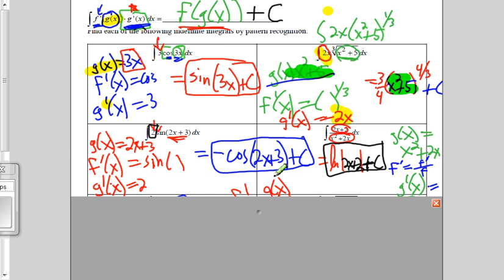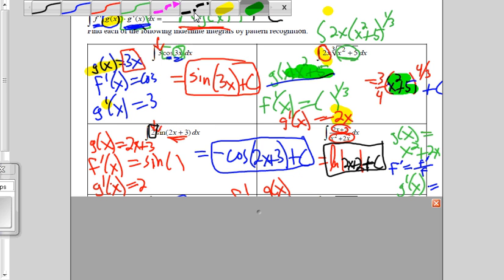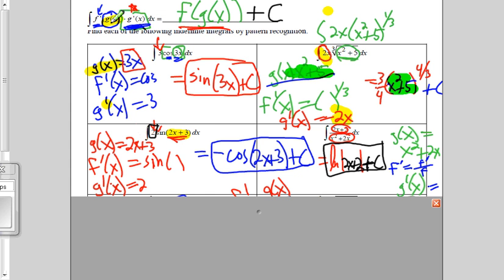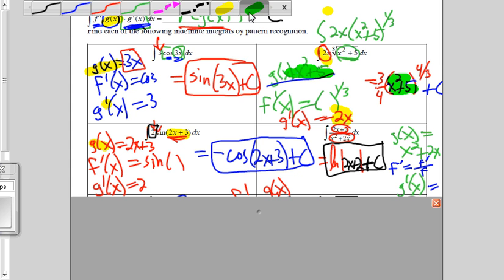Okay, so again, I have 2 sine of 2x plus 3 dx. So there's my inside function. That is right here. That's the g of x. Okay, what's the outside function? Sine of something. Sine of blank. Sine of g of x. And what's the derivative of my inside function? That's just 2. The key is, do I have that license to integrate? Do I have everything? Yes, I do.